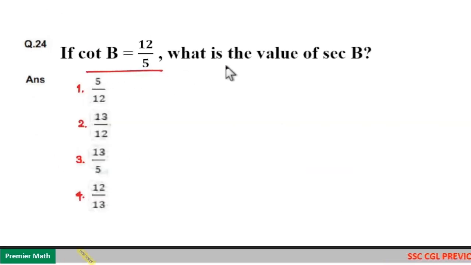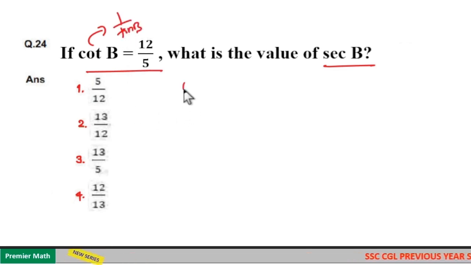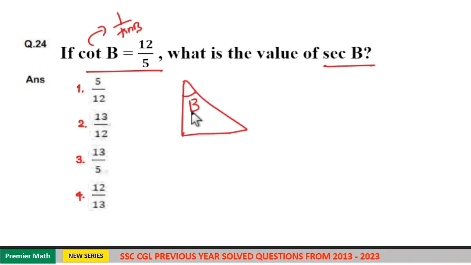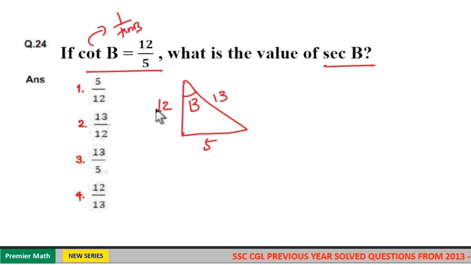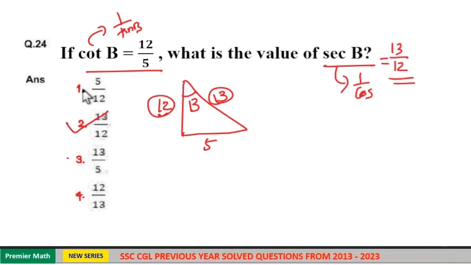If cot B is equal to 12 by 5, what is the value of sec B? Cot is equal to 1 by tan. So draw a right angle triangle. Here this is B. Then cot B is 1 by tan, which means tan is equal to 5 by 12. That is, opposite side by adjacent side is in the ratio 5 is to 12. If this is 5 and this is 12, then the hypotenuse must be 13, that is, 5 square plus 12 square is equal to 13 square. Now sec is equal to 1 by cos. So take the cos ratio. Cos ratio is adjacent side by hypotenuse. Then the sec ratio is the reverse of that, that is 13 by 12.